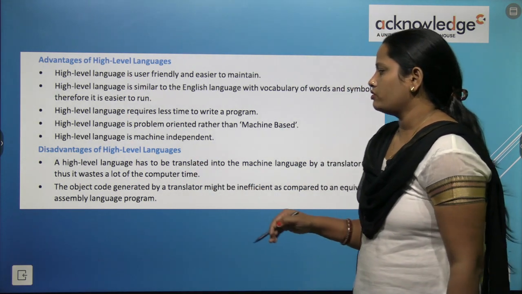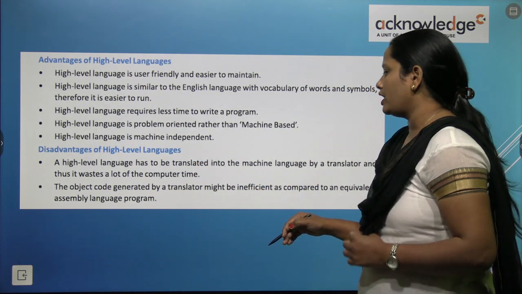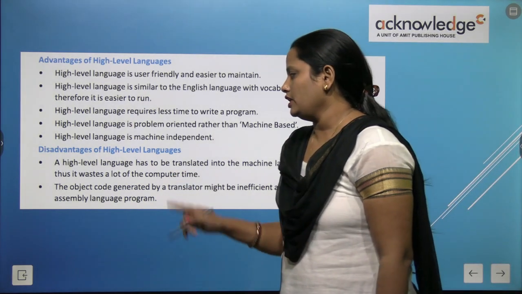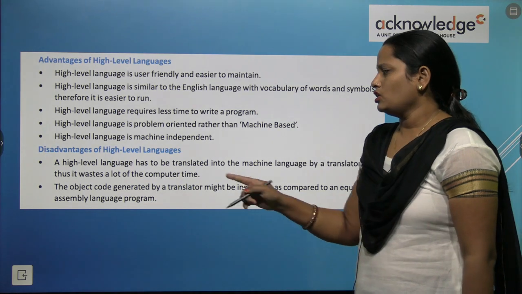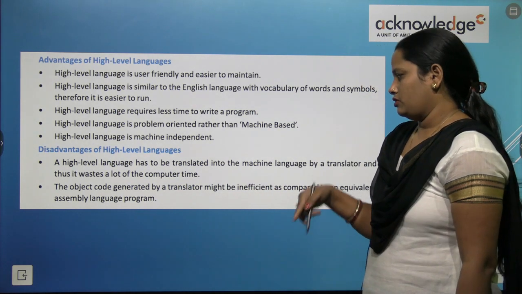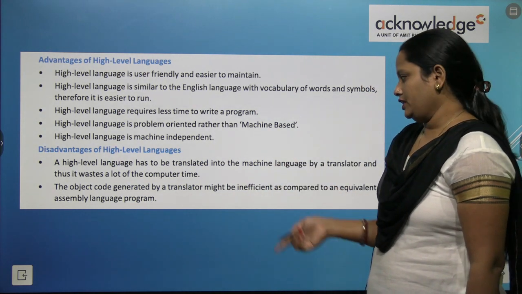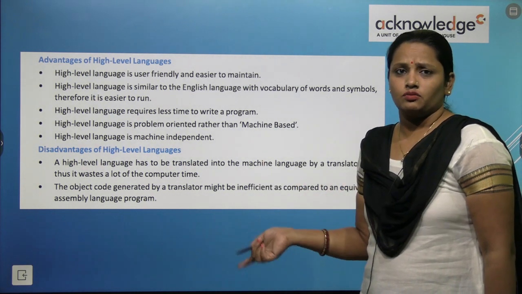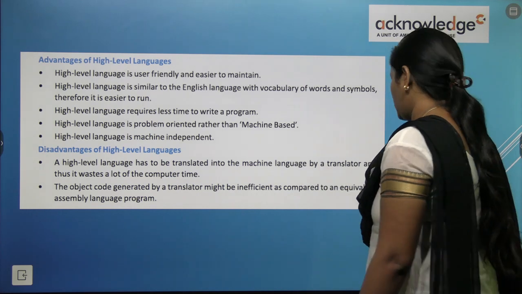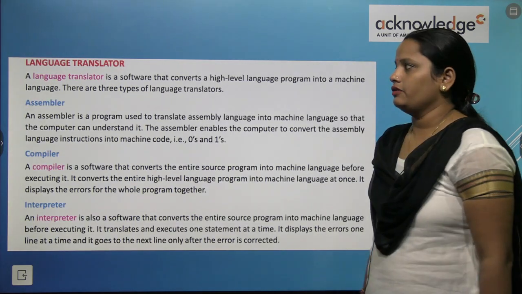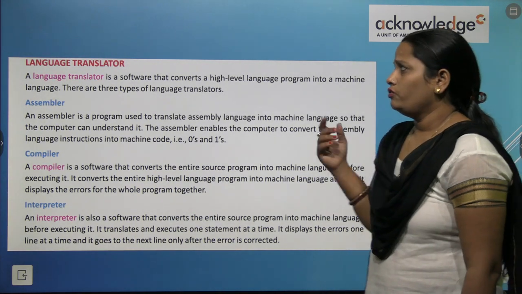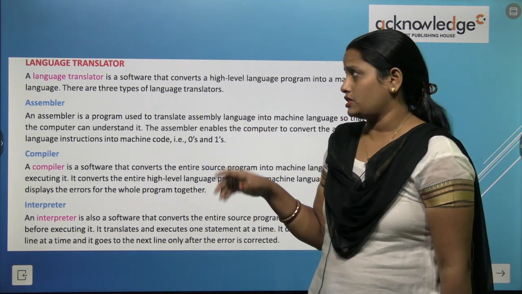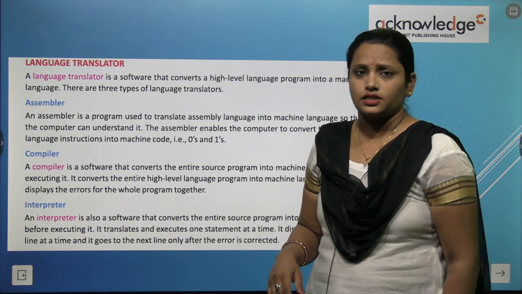The object code generally generated by the translator might be inefficient as compared to the equivalent assembly language program. So this is also a disadvantage of high level language. Now we have learned that to translate a high level language we need a translator. So we are going to learn about translators.